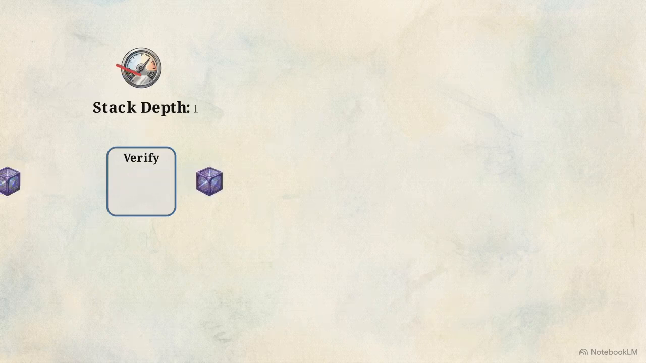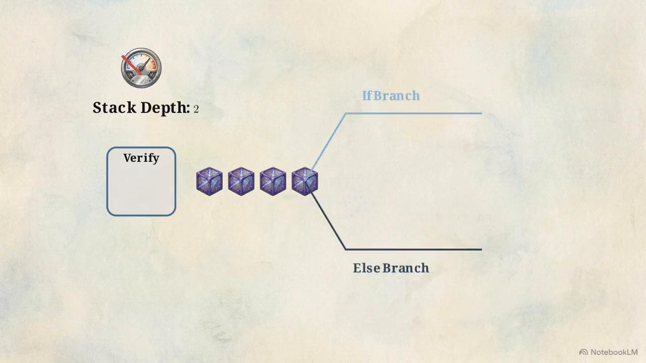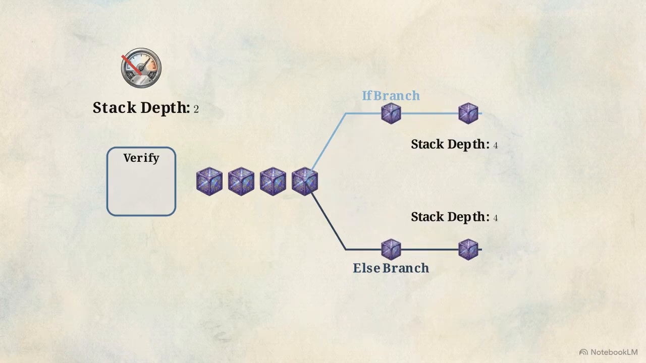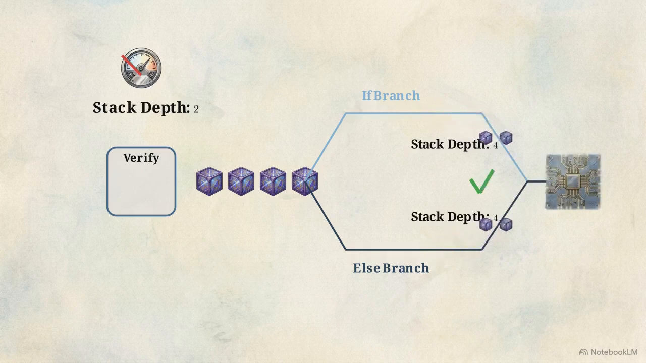WASM bytecode is designed so that the compiler can calculate the exact depth of the stack at every single instruction in the program. For control flow branches, like an if-else statement, the validator requires that both paths result in the exact same stack depth before they merge. If they don't match, the code is considered malformed and won't run.